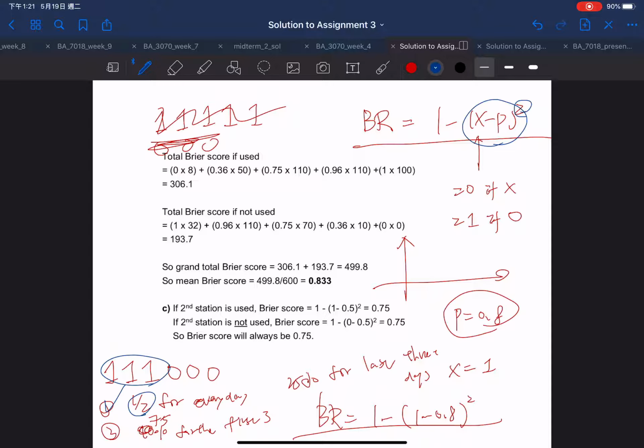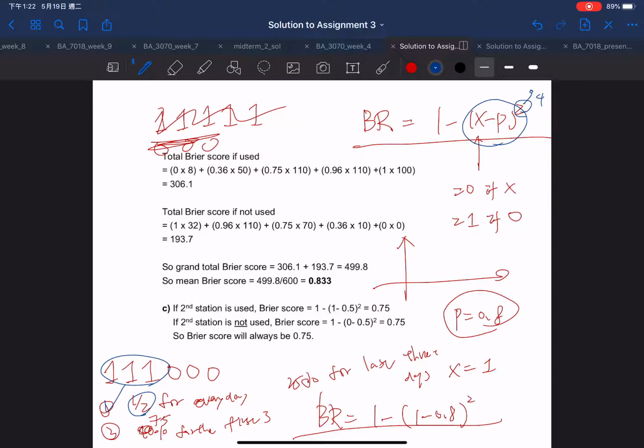It becomes a punishment. Like I said, and I also mentioned this in one of the classes before, if you change this power to 4, that also works. It's just a different score. The Brier score is specifically the one that is to the power of 2.